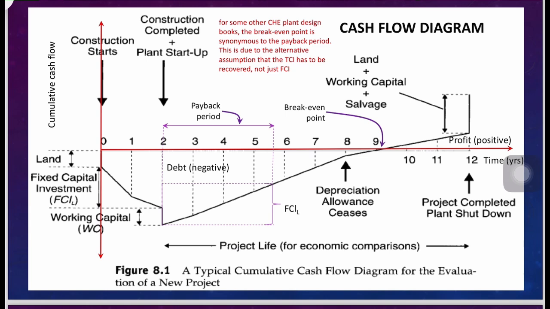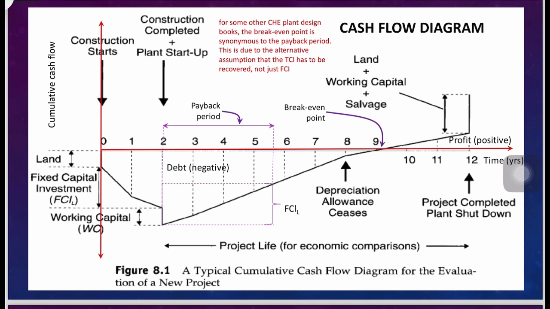Okay, so as you can see here, there are a lot of components. We have the land that you're going to use for the process plant. You have the fixed capital investment and the working capital. Now, as you can see, the graph is going down, and that is because there is no cash inflow yet. Okay, so puro pa cost.